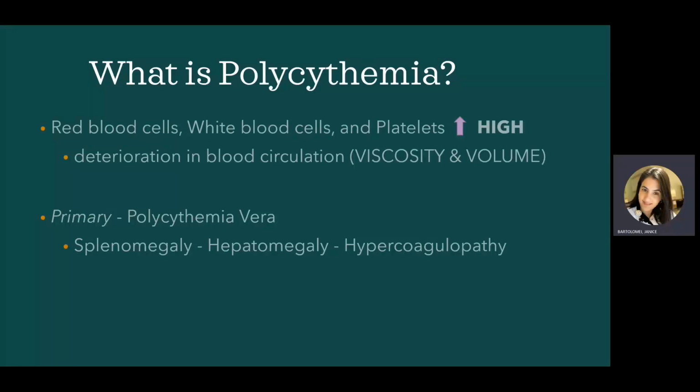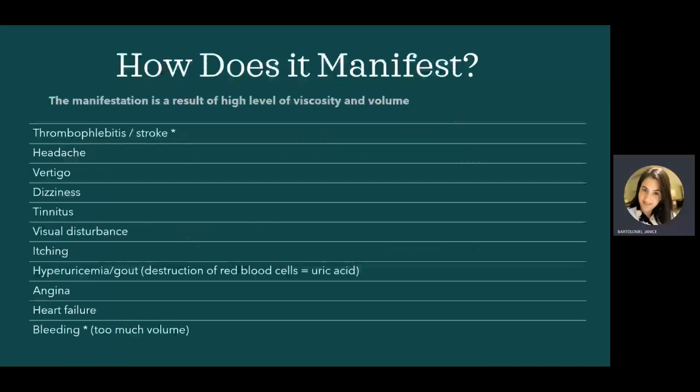And it's a problem in the bone marrow. The bone marrow sort of goes crazy and proliferates all these cells at the same time. And so that leads to the problems that we have. It's classified as primary polycythemia vera. That leads to splenomegaly, hepatomegaly, and these hypercoagulation issues, or disorders, hypercoagulopathy. So it manifests in different ways.